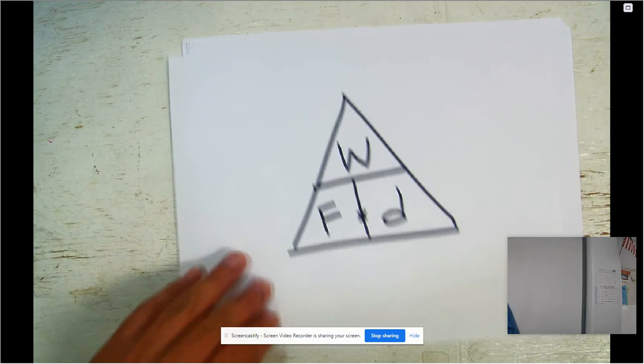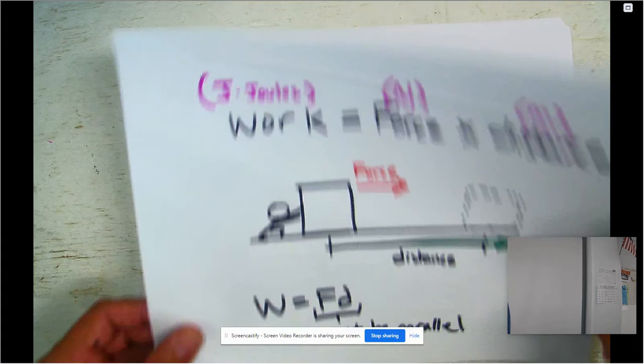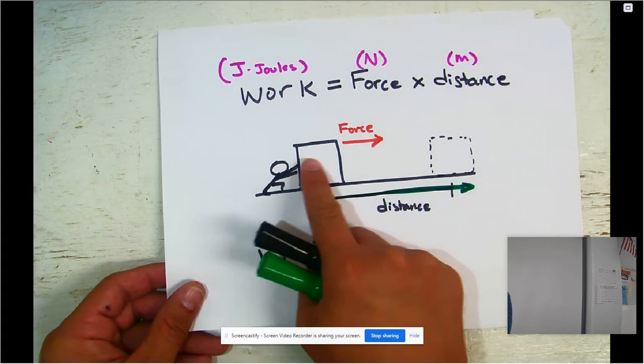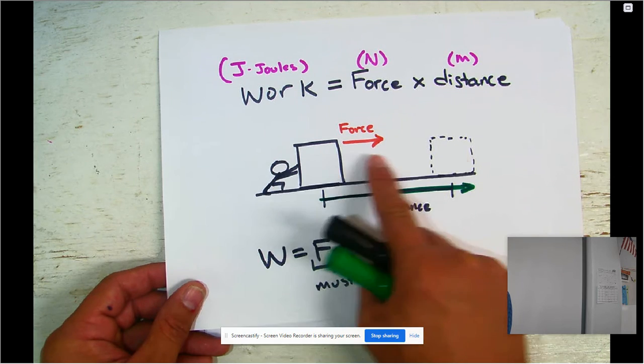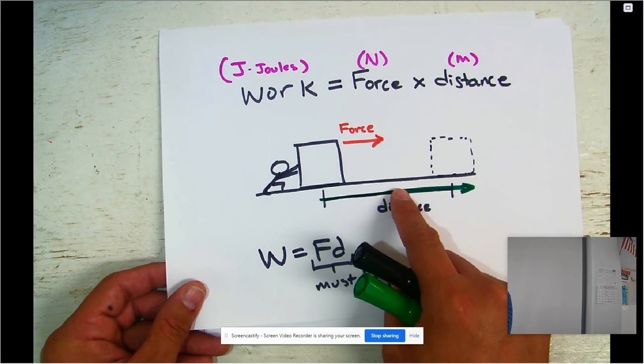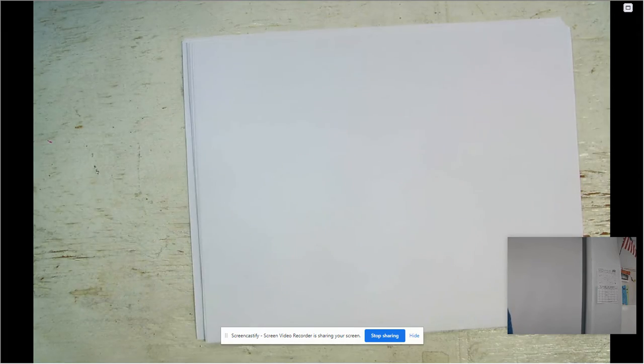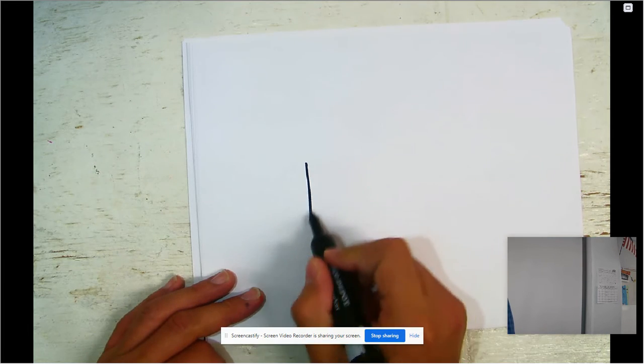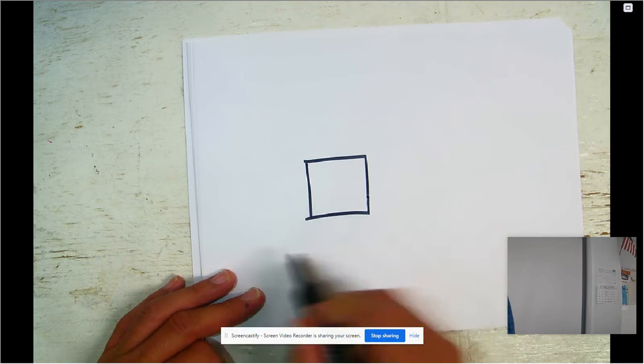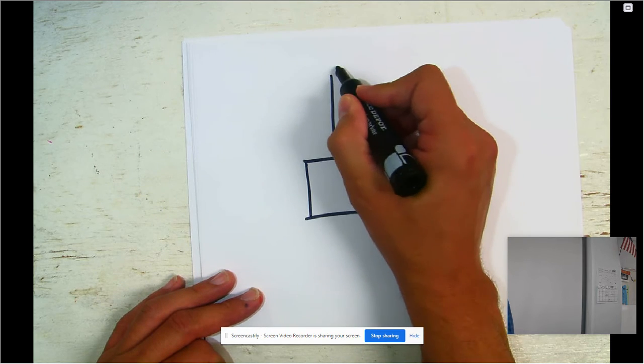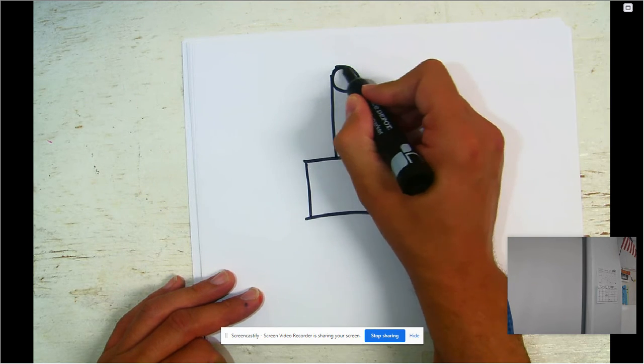So let's take a look at a couple of examples, right? We've already looked at one where we have a person pushing a box, right? We're moving it horizontally here. The force and distance are parallel to each other. Now let's take a look at a box, and let's say that this box is going to be lifted. And the way that we're going to do that is we're going to use a pulley.